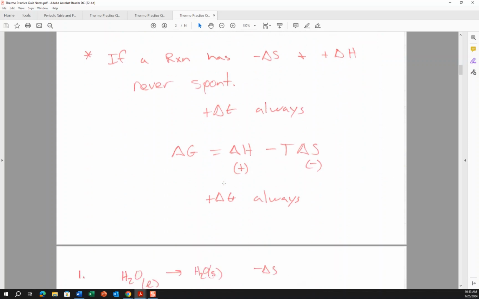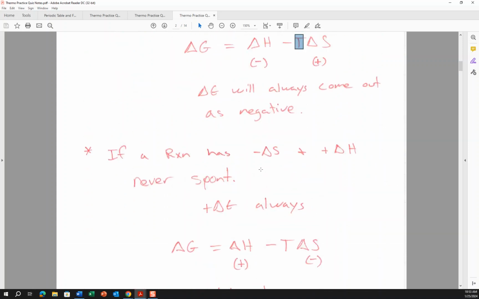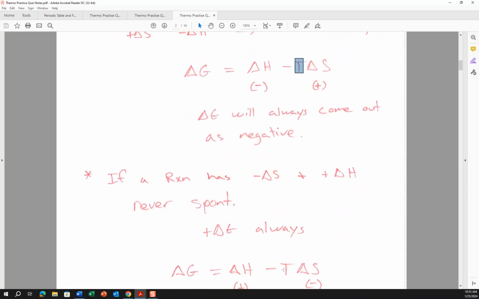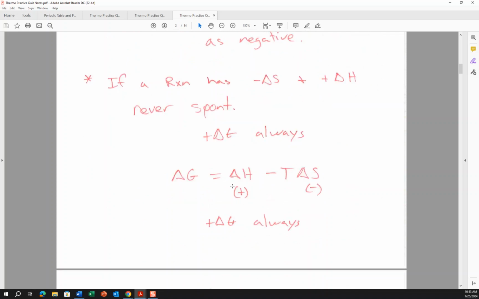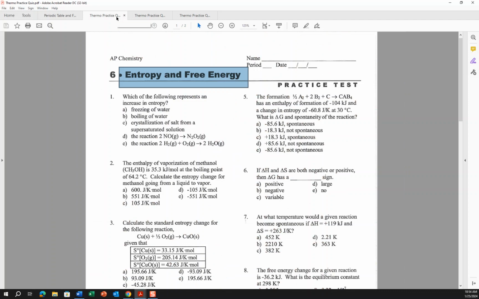Okay. So again, negative delta H, positive delta S, always favored. When you flip that and you do a negative delta S and a positive delta H, delta G would always come out to be positive there, so never spontaneous. Okay. All right, so now let's get into the practice quiz. All right, so we go to question number 1.